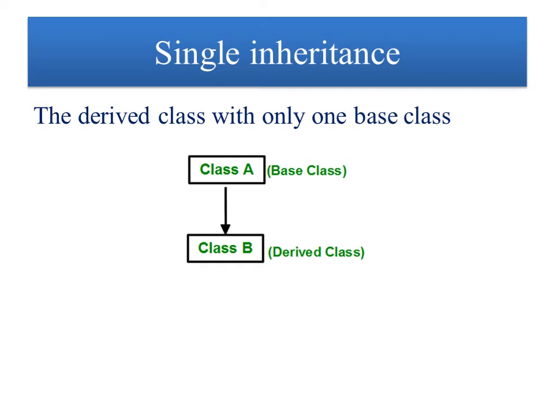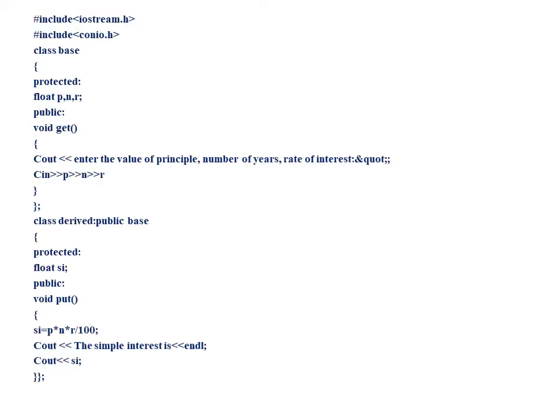In this picture, we can see class A is a base class and class B is a derived class. So we got only one base class and one derived class. So it is called single inheritance. Now we will see one example program in it.